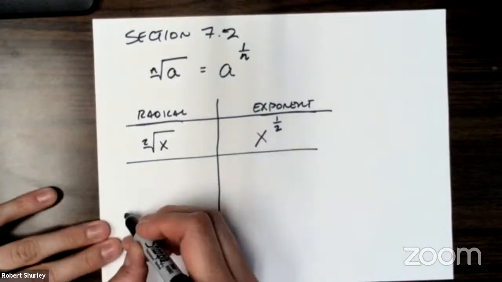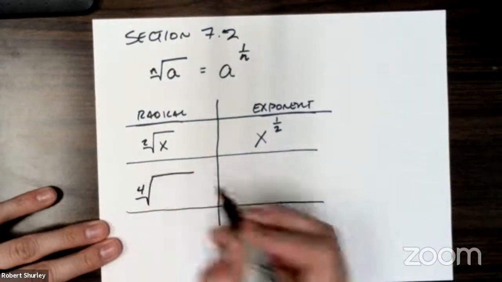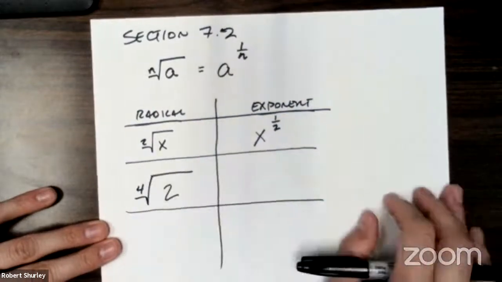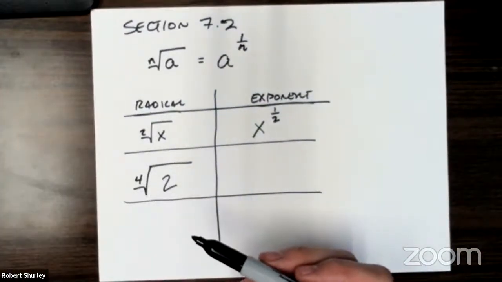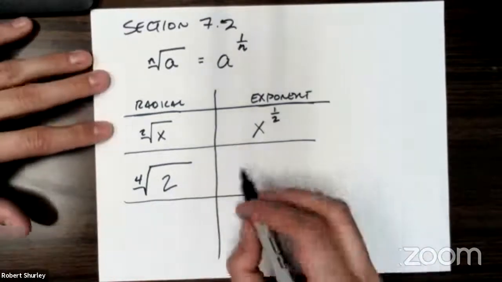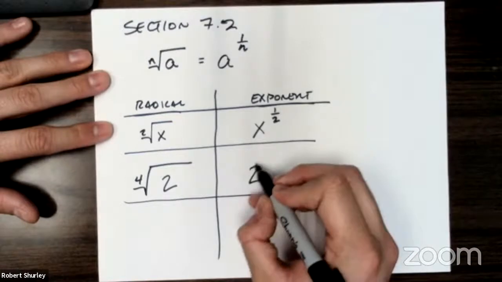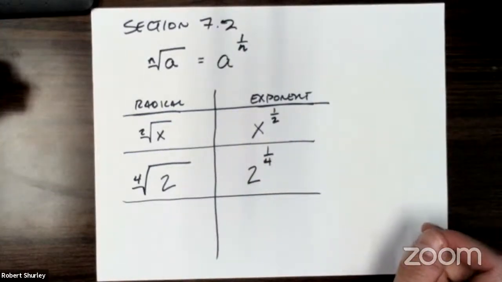So if we had something, let's change it up. Let's say we had the fourth root of 2, which we can't simplify. 2 is a prime number. It doesn't break down in that factor tree. But all I want to do is write it as an exponent. So this would be 2 raised to the 1/4 power. Pretty straightforward.